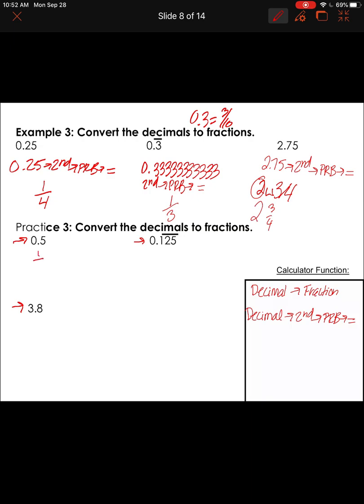Okay, so if we put 0.5 in our calculator, we should end up with 1/2. 0.125 repeating is 125 over 999. 3.8 will give you 3 4/5. Please leave the unit sign out of that number. Okay.